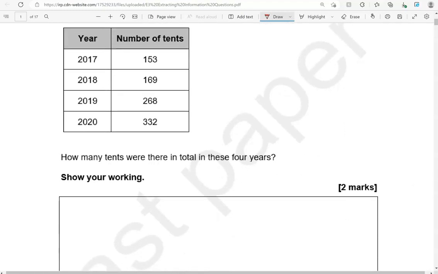I could split them into 2s, so I could do 153 and 169 first, and 268 and 332 next, and then add the 2 totals. So starting with the first one, 3 and 9, that is 12, so 2 down, 1 carried over. 5 and 6, that is 11, and the 1, that is 12, so 2 down, 1 carried over. Now 1, 2, 3, so 322, which we're going to add with the other total.